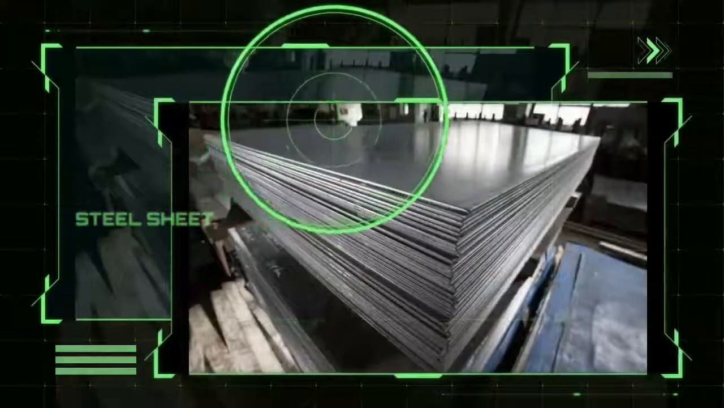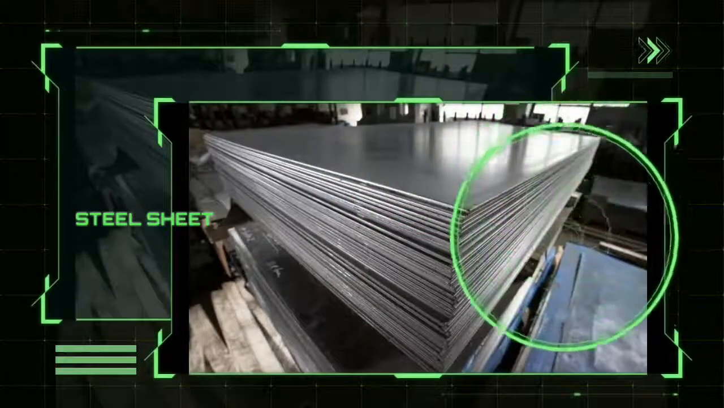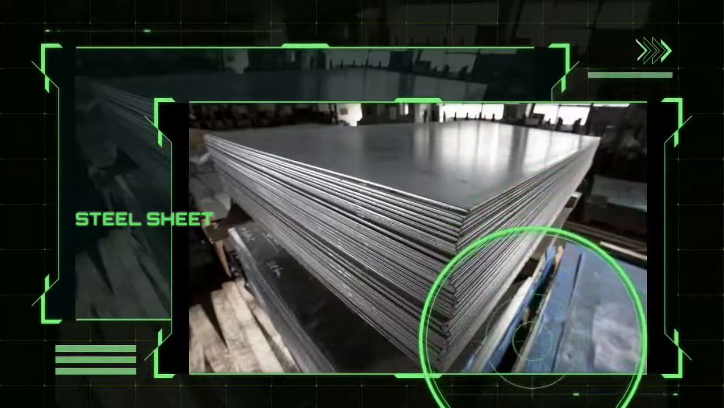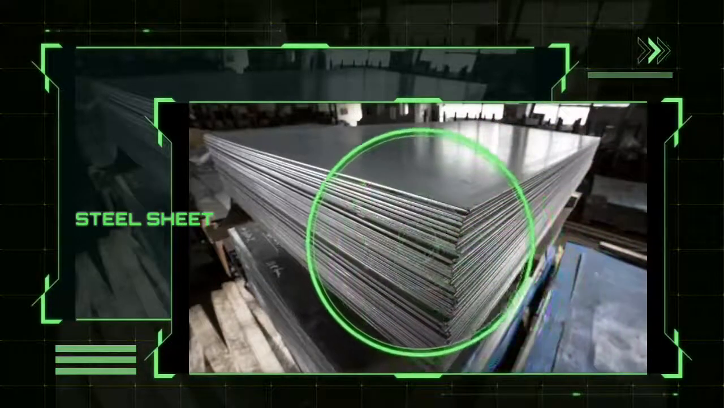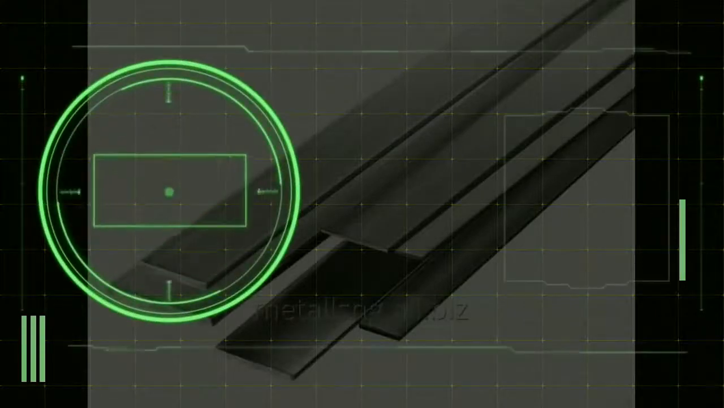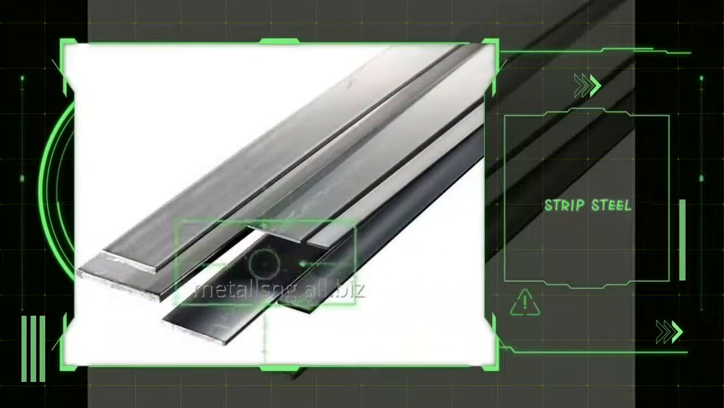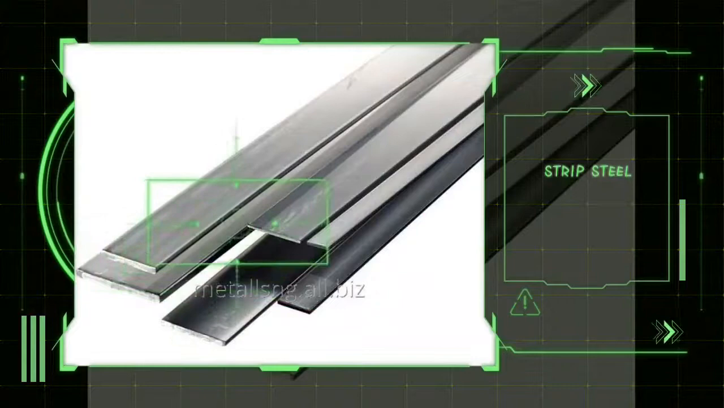Steel sheet. Steel sheet is made from low carbon steels, generally containing about 0.15% carbon and not exceeding 0.25% carbon. Strip. Strip by definition is a sheet material that is 12 inches or less wide. It is used in fabricated form as decking, galvanized sheet.